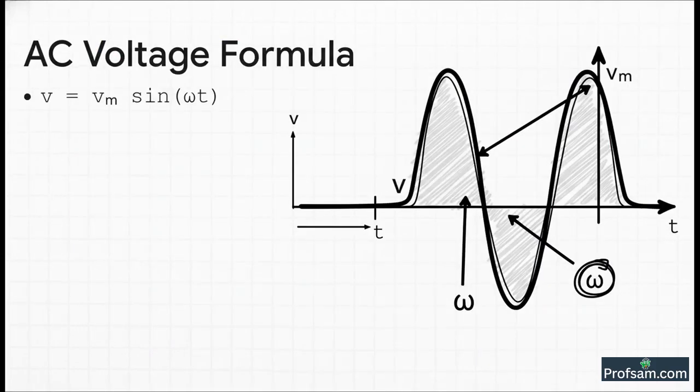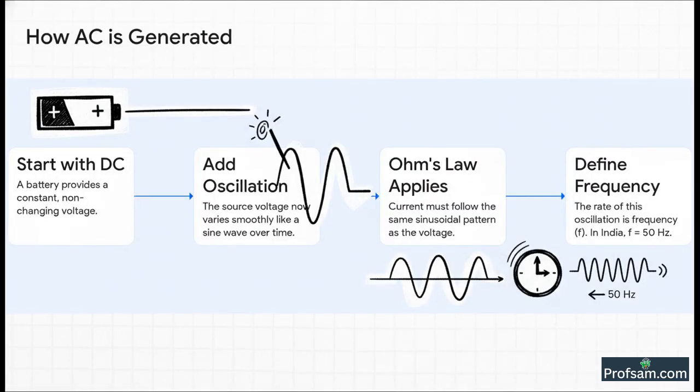And this brings us to the famous formula. Now, don't be scared of it, it's actually very simple. The small v here is the instantaneous voltage, basically the voltage at any given moment in time. Vm is the peak voltage, the maximum value it can ever reach. It's the amplitude of the wave. And this symbol, omega, is the angular frequency. It's just a number that tells us how fast the voltage is oscillating back and forth. Simple.